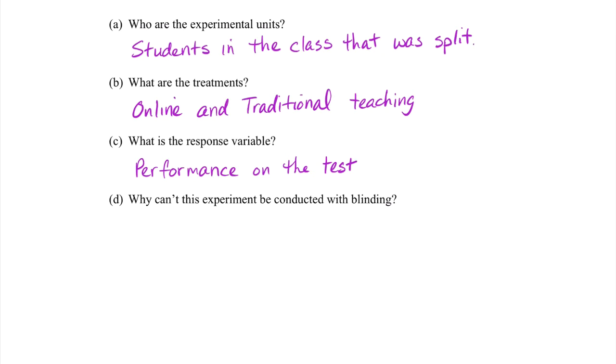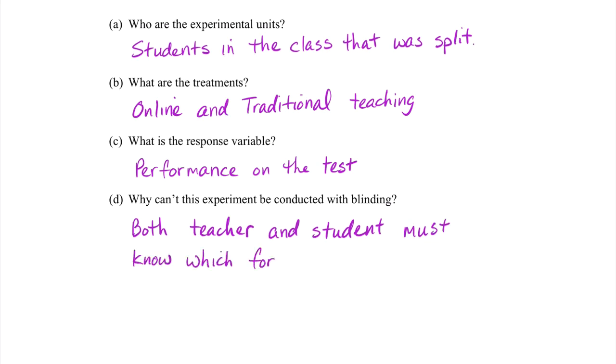Finally, we're asked in part D, why can't this experiment be conducted with blinding? Remember what blinding is. The definition of blinding would be non-disclosure of the treatment an experimental unit is receiving. Well, both teacher and student must know which form of instruction they are receiving. Even if we wanted to try to do this with blinding, there's no way for a student to not know whether he or she is in an online class or a class with traditional teaching methods. Therefore, this experiment can't be done with blinding.